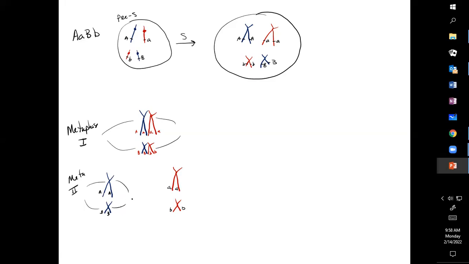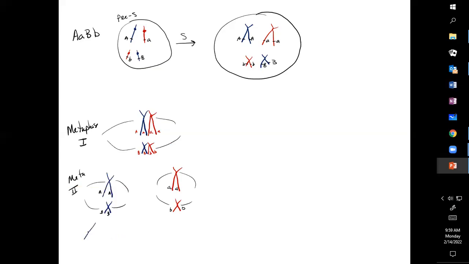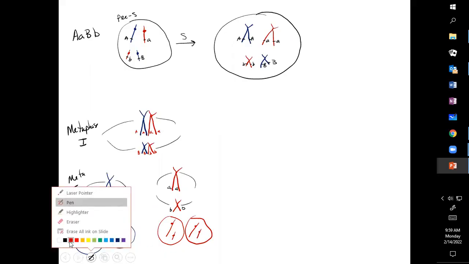Spindle fibers attach. Remember, these are in separate cells. And then they're going to get separated. And what do we end up with here? We end up with, at the end of telophase, we end up with 2 haploid gametes. And with the end of this, we end up with another 2 haploid gametes. Now let's put our alleles on here and see what this means.